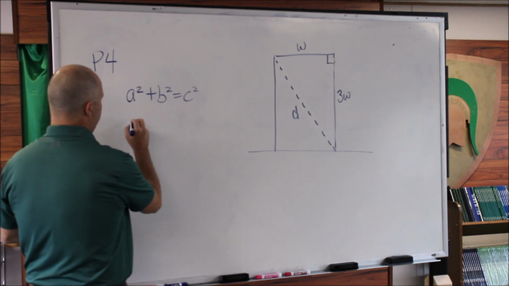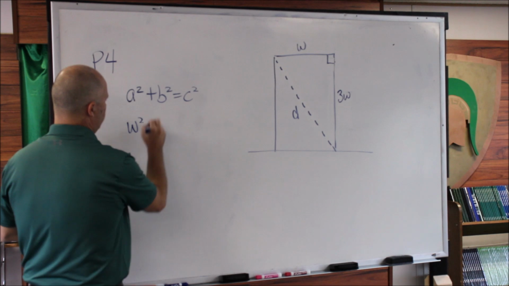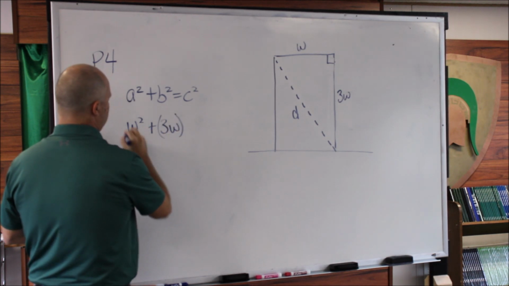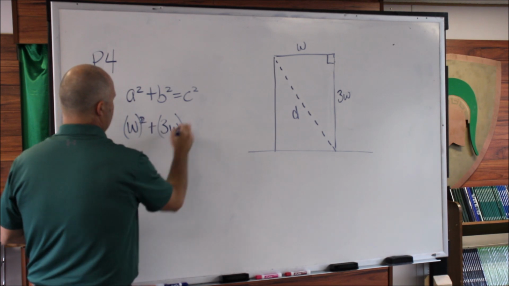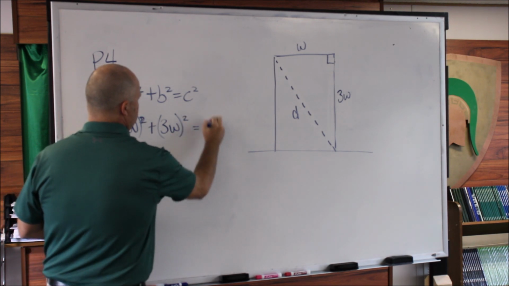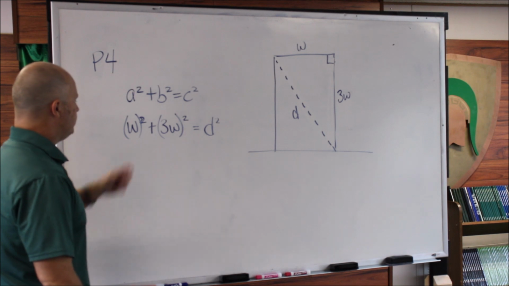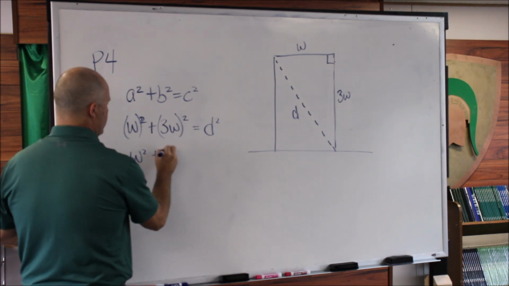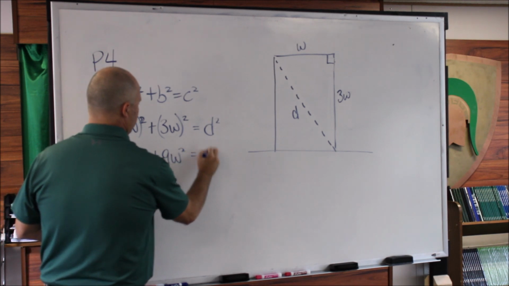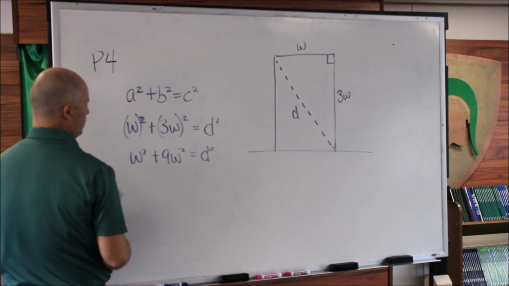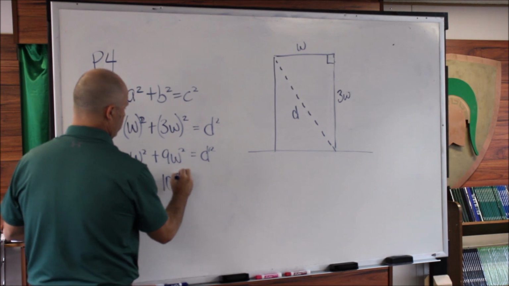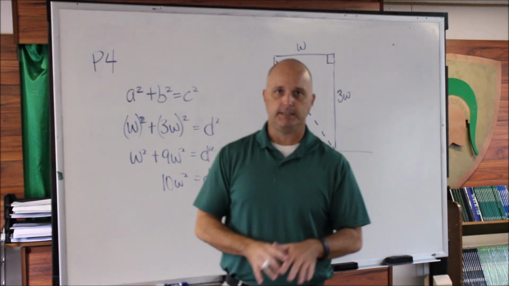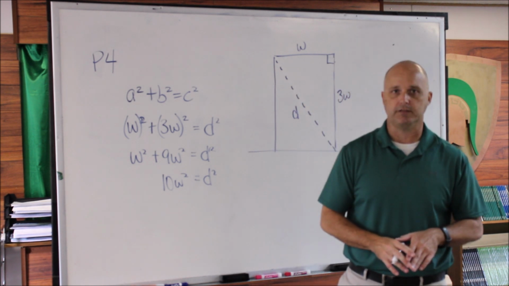So the values that we have are w, so we get w squared plus 3w, and make sure you put this in parentheses, so w squared plus (3w) squared equals d squared. So w squared is w squared, (3w) squared is 9w squared, equals d squared. w squared plus 9w squared is 10w squared equals d squared. So now at this point we've got to figure out how to get d alone. We're still looking to isolate d.